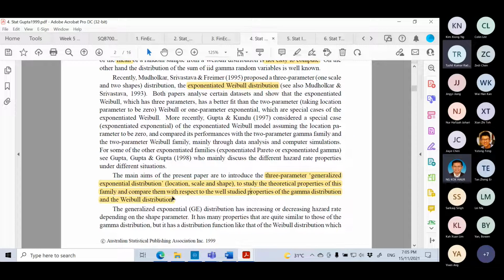Then after that, you propose your new distribution. Then when you propose a new distribution, of course, you need to provide all the details of the properties of that particular distribution. And then you need to compare with the gamma and the Weibull distribution. Then this only can become your introduction part.